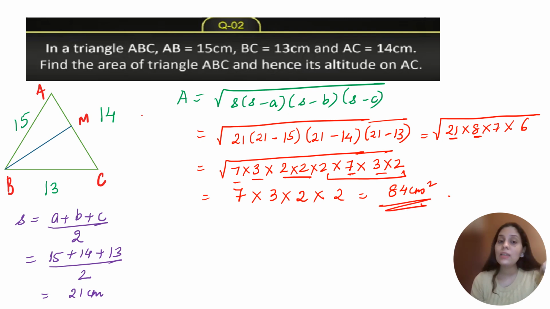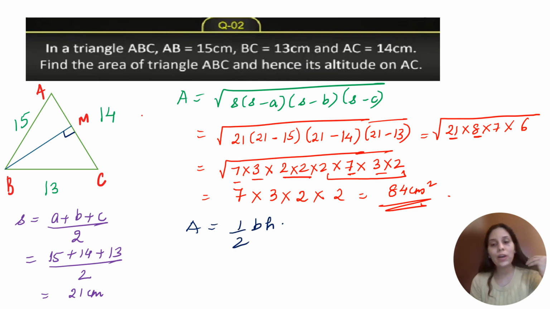Now the next part is hence find its altitude on AC. On AC, that means you can see that BM is the altitude falling on AC. So as we know, whenever the height is given, the area of triangle is always half base into height. Only when the sides are given, we use Heron's formula.